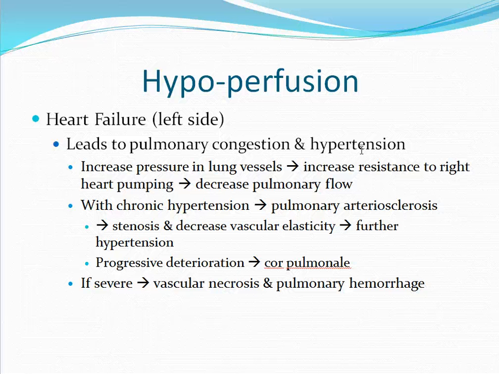With chronic hypertension, this can lead to pulmonary arterial sclerosis. This can lead to stenosis and a decrease in vascular elasticity. Stenosis will also increase the pulmonary blood pressure. This will further increase hypertension. This can lead to progressive deterioration, causing cor pulmonale. Cor pulmonale refers to hypertension in the lung as well as hypertrophy of the right ventricle. If it is severe, it can lead to vascular wall necrosis and pulmonary hemorrhaging.